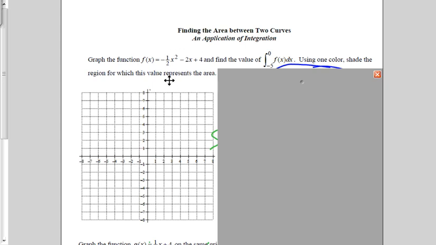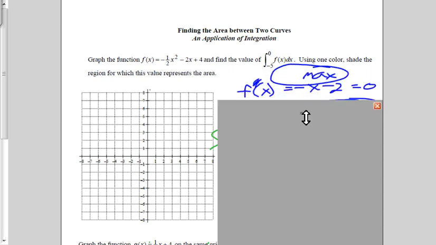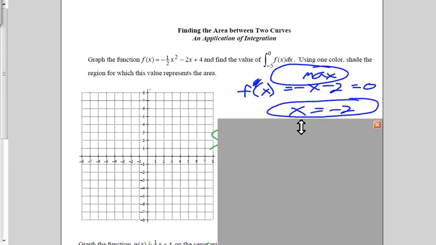So right here I have a parabola. It's opening down. One way to help me start is I know it's going to have a vertex, which, since it's opening down, will be a maximum. Let's take the first derivative of that function, which is negative x minus 2, set it equal to 0. And so when x equals negative 2, that's going to give us our vertex, which is the maximum.